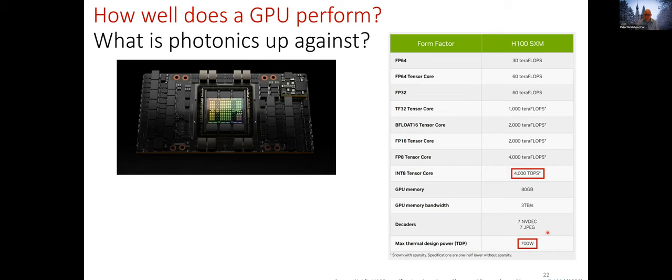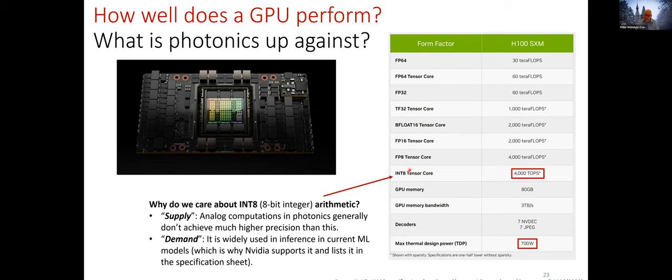First of all, there's a whole bunch of different types of operations for which performance metrics are given. Why am I highlighting this one, int 8? Well, int 8 refers to 8-bit integer arithmetic, and there are two reasons I highlighted it. One is that this is what analog computations, including photonics, can hope to achieve. If you're building an analog processor, it's very difficult to imagine achieving much more than 8 bits of precision. You could maybe have 9 or 10 bits of precision. 10 bits of precision would correspond to an error of 1 part in 1,000, which is already pretty difficult to achieve in an analog setting. So this is the relevant performance to compare against, because for example, floating point 32 is not something that we can imagine achieving in an analog setting.